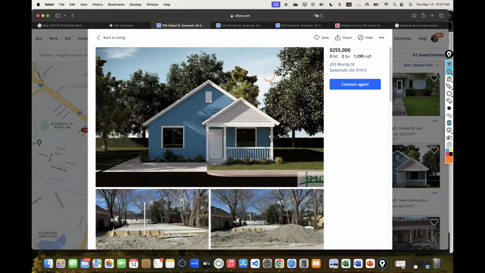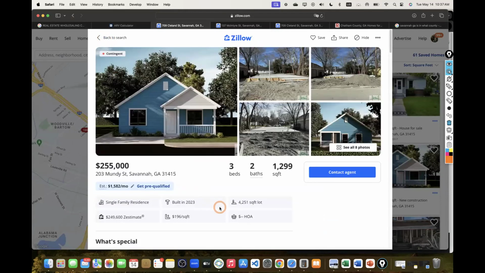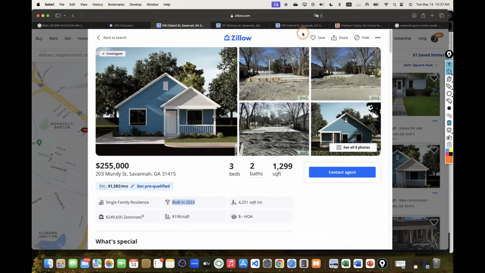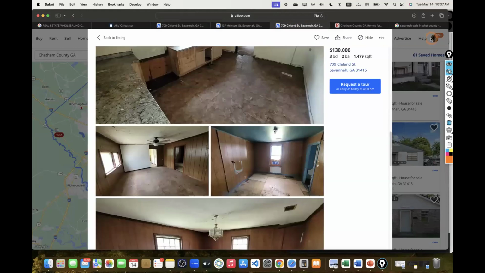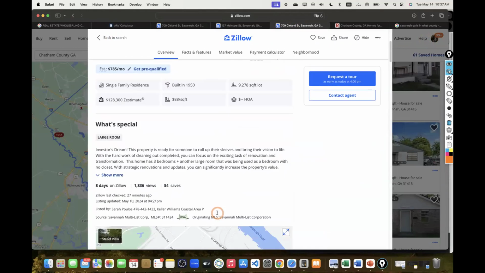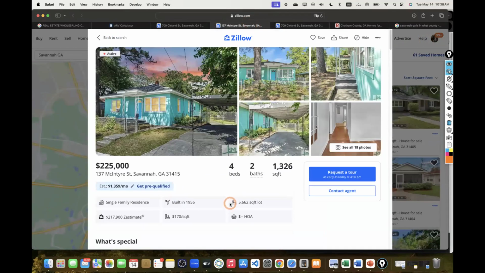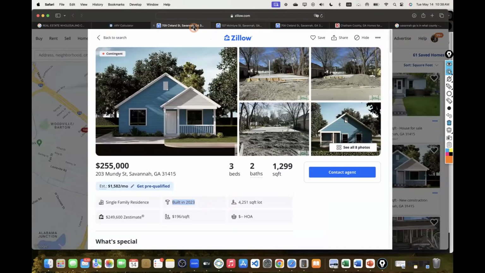This looks like it's a brand new 2023 build. I'm not sure if you guys did notice, part of the comps is to stick to the same year, so plus or minus 10 years of a difference. So our subject property, let's see what kind of year we're talking. 1950s home. What about this one? 1956. So that's a strong one. This one, not a strong one. It is under contract at the moment though.